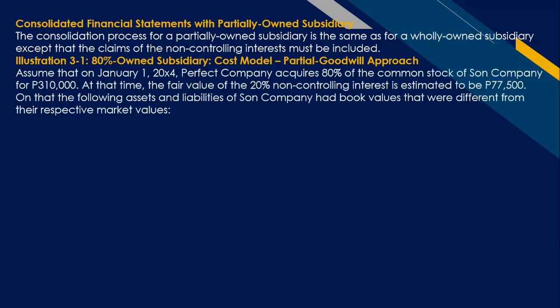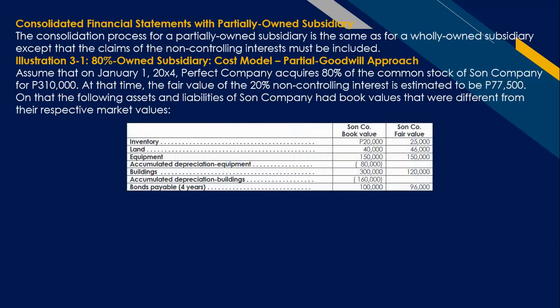Assume that on January 1, 2004, Perfect Company acquires 80% of the common stock of Sun Company for 310,000. At that time, the fair value of the 20% non-controlling interest is estimated to be 77,500. The following assets and liabilities of Sun Company had book values that were different from their respective market values: the inventory, land, equipment, buildings, and bonds payable. Now we have the fair values or market values different from their book values, except for equipment. So in other words, we have undervaluation and overvaluation.